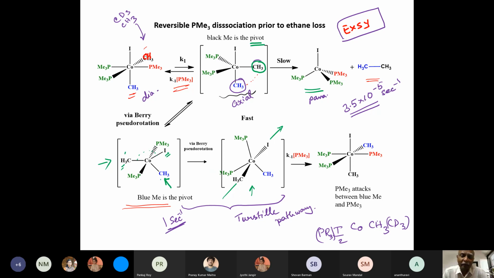Otherwise, if you have a spin change, that will slow down the reaction, basically. Quantum mechanically, it would be difficult to have a spin change when you have a concerted reaction. Those are complications. My answer to your question is, it's not possible to change this very easily. If you do that, the reaction becomes more complex.